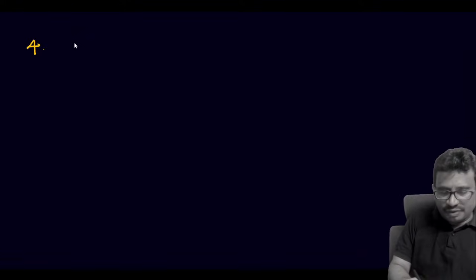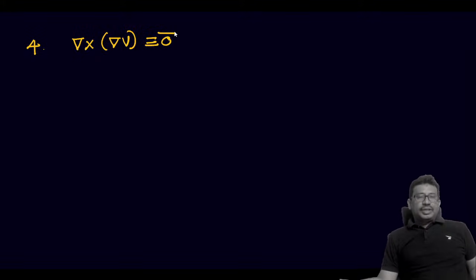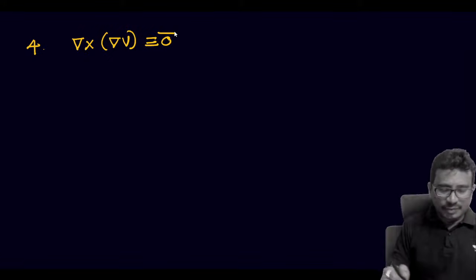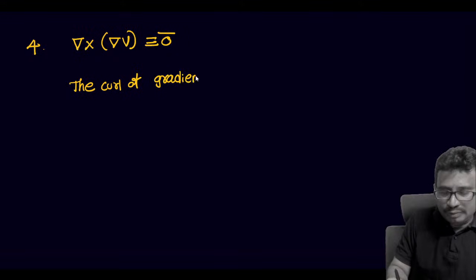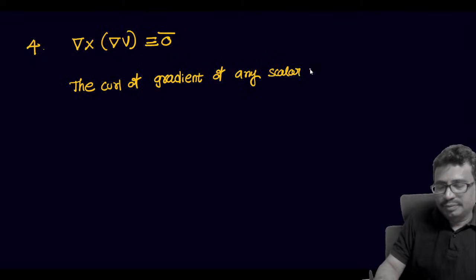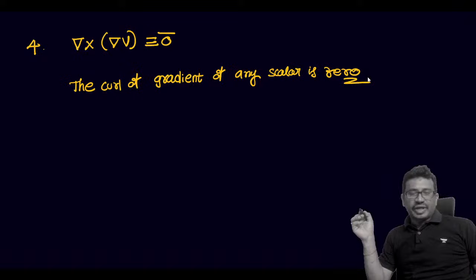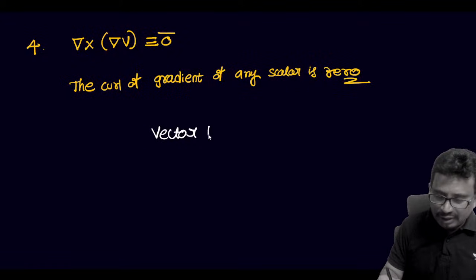Next, the other one we have is the curl of gradient of any scalar, which is always equal to 0. The curl of gradient of any scalar is 0. These 3 and 4 are called vector null identities.